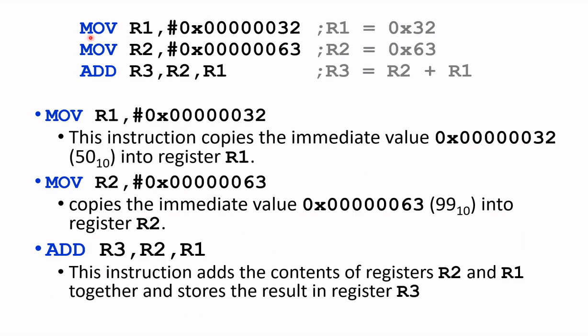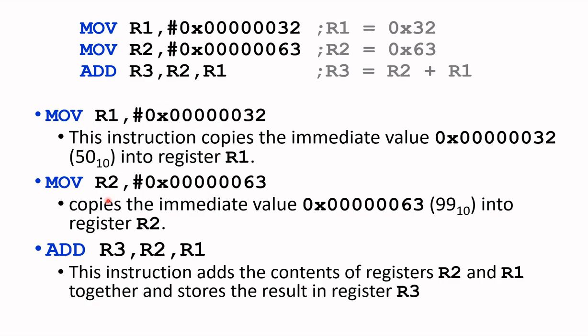All right, so let's take this line here, that is MOV R1, comma, hash 0x. 0x here denotes hexadecimal, so it's 00000032. This instruction basically copies this hex value, which is 50 in decimal, into register R1. So basically this instruction will copy this value into register R1.